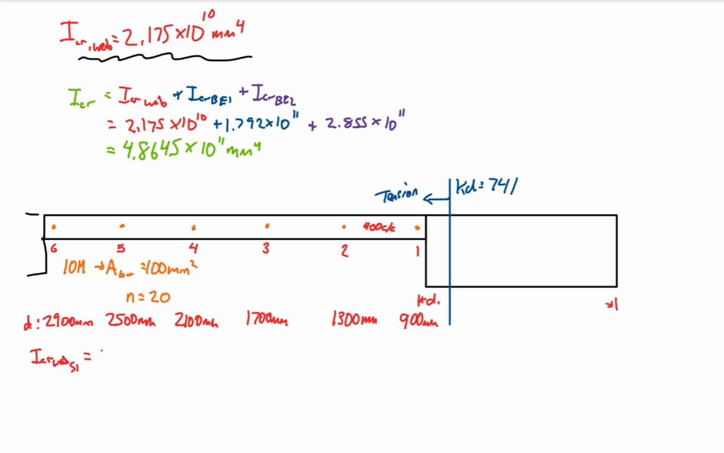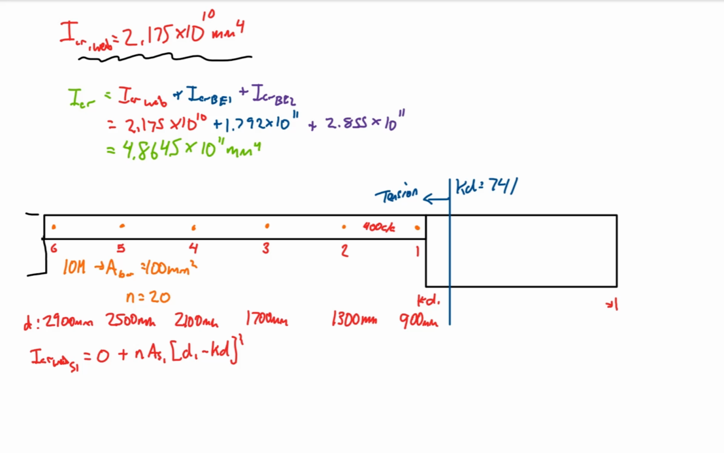Our first term is going to be 0, but then plus A D squared. Since we're on the tension side, we don't need to do n minus 1, we can just do n. So I'm just going to do n times A s1, and then we have d1 minus kd squared.